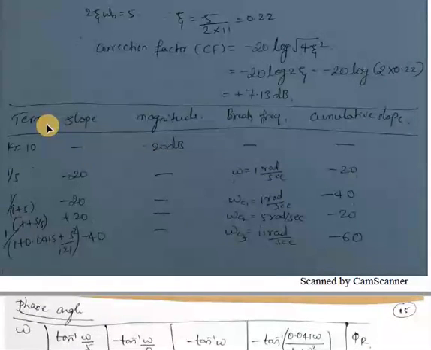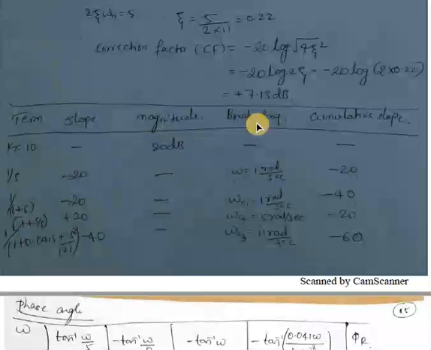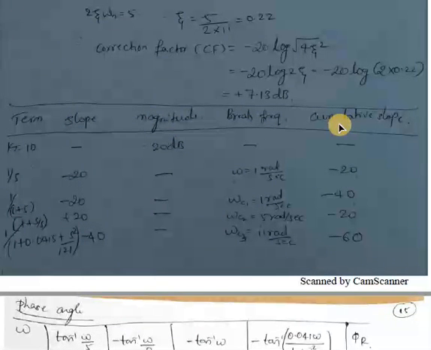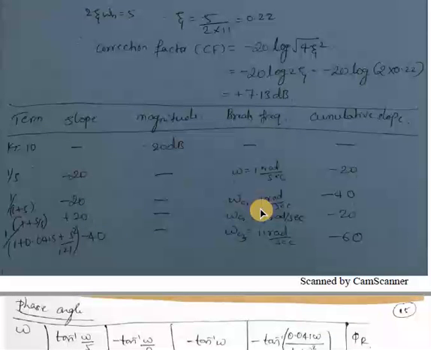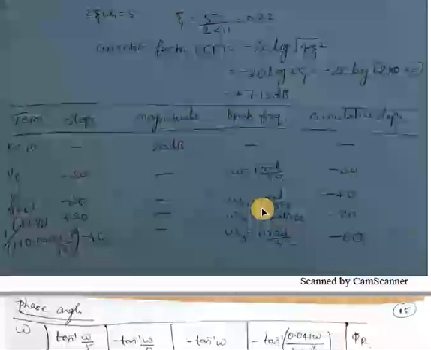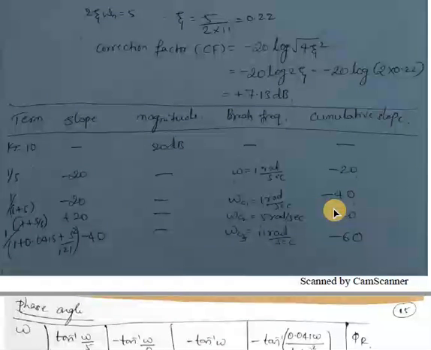After that, you need to construct this table. First is the term, then slope, magnitude, break frequency, and cumulative slope. First one is K, whose value is 10, so 20 log K will be 20 dB, and these values are none. Then the one pole at origin, whose slope will be minus 20 and frequency 1 radian per second, and cumulative slope will be minus 20. Then the second pole is 1 divided by 1 plus s, so the slope will be minus 20.